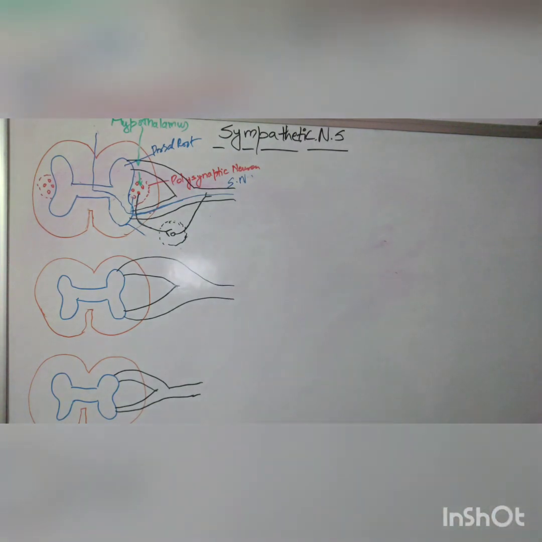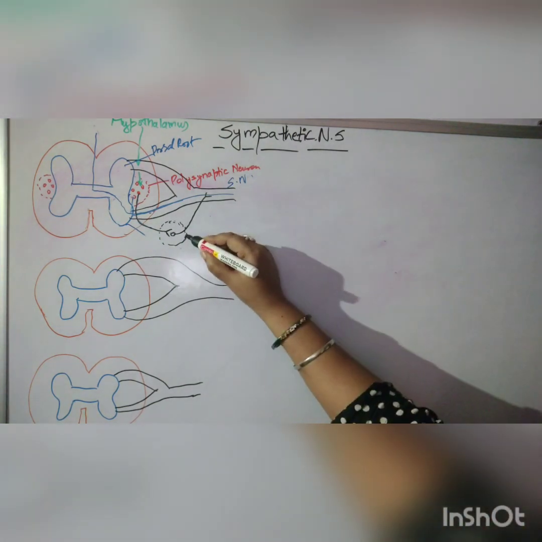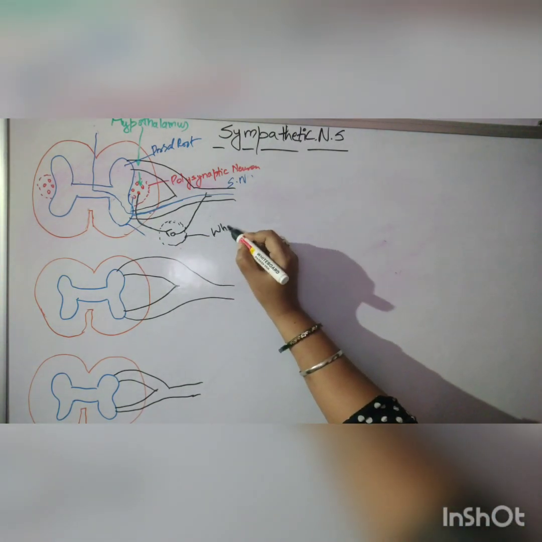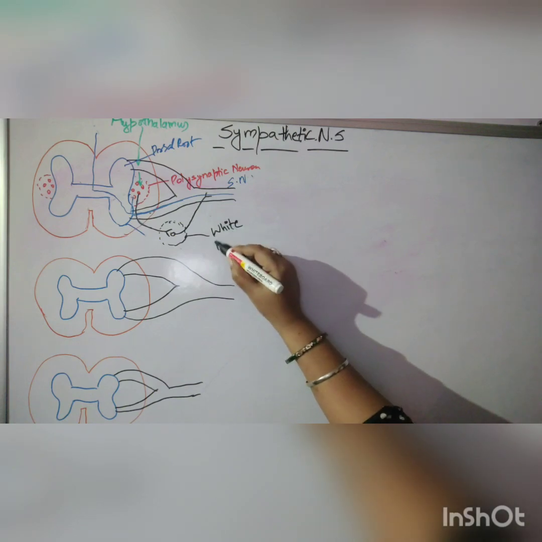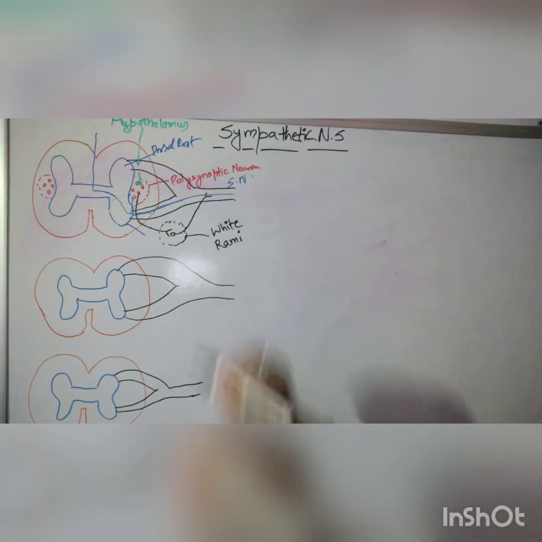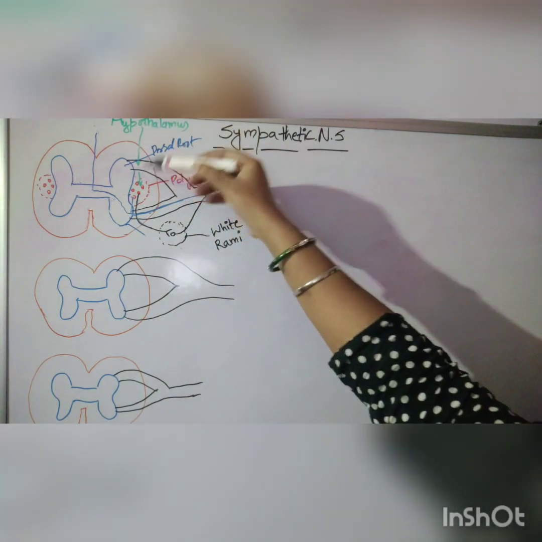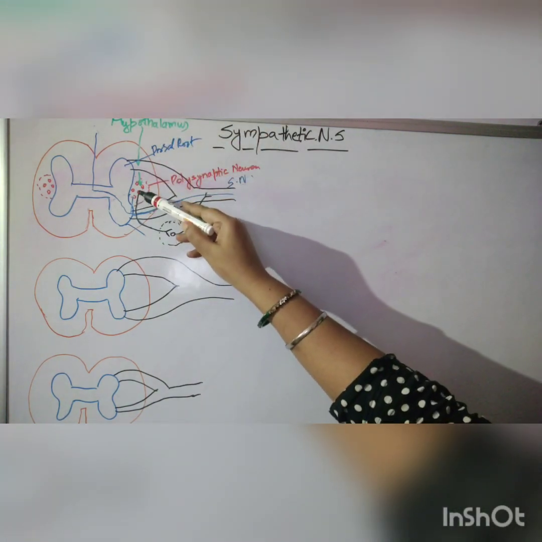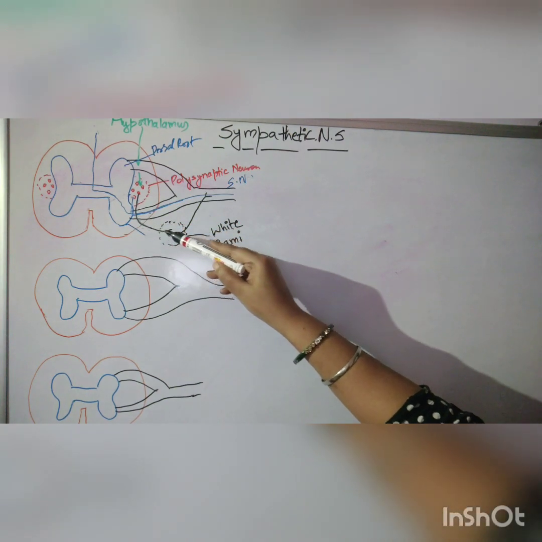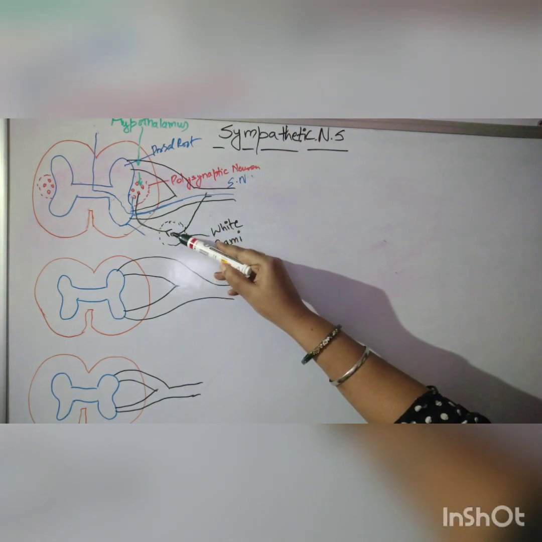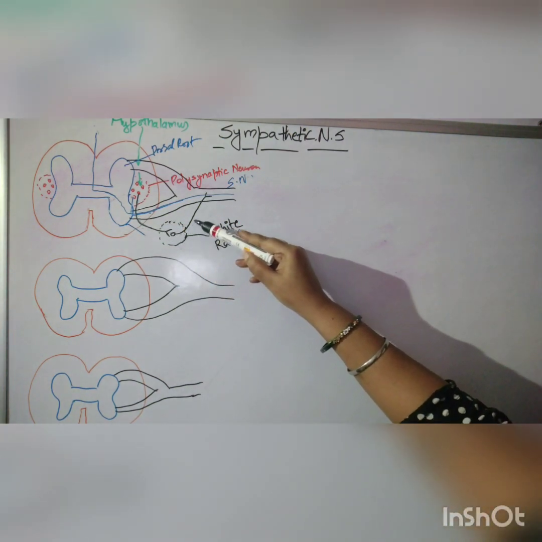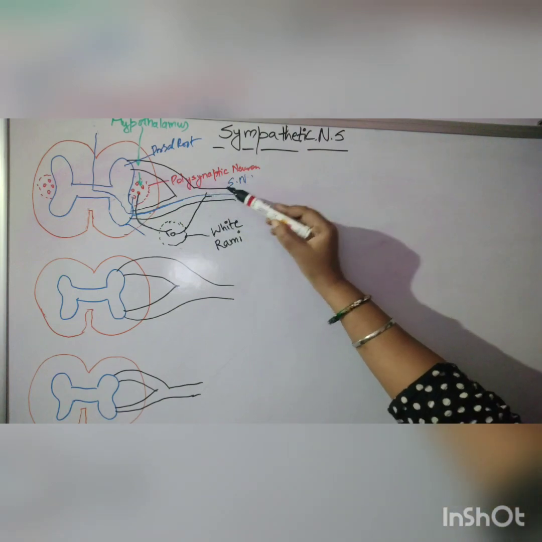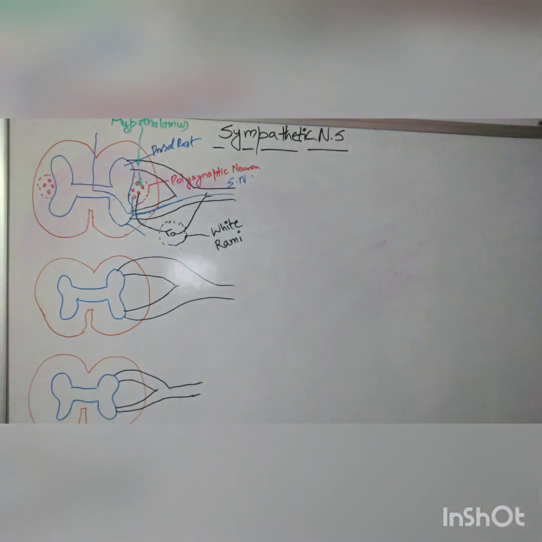What do we call this? It has a particular name, this is called white rami. Why is it appearing white? So the first route we know: the hypothalamus sends a message, this message goes through the cell bodies, terminates here, and another neuron carries that message and takes it to the spinal nerve. This is your first route.